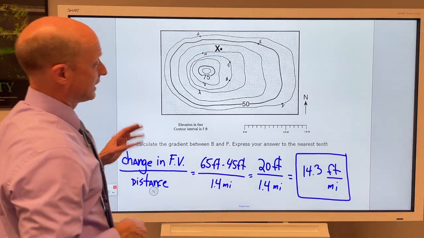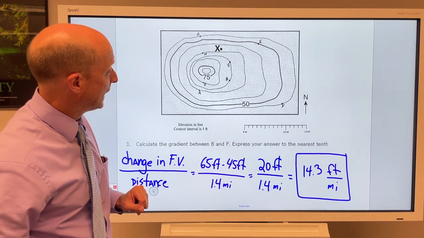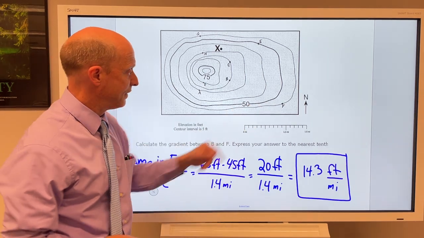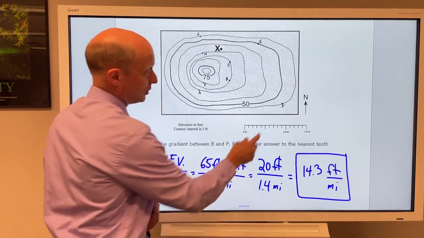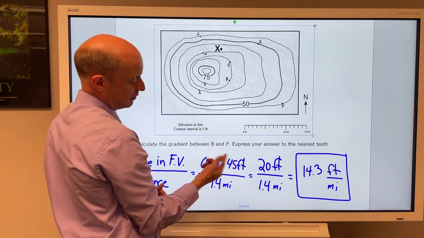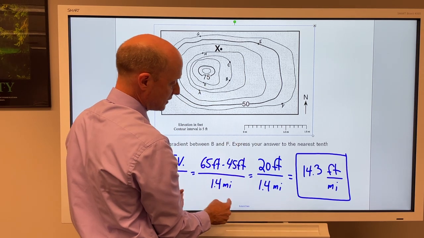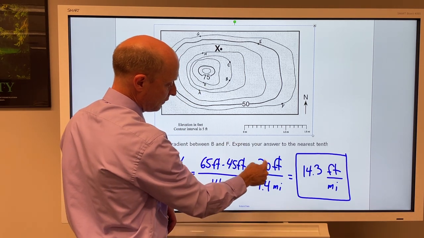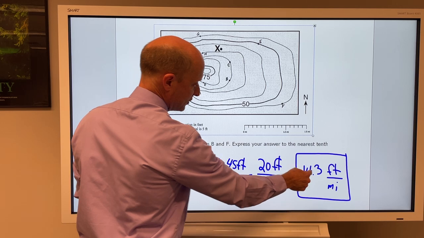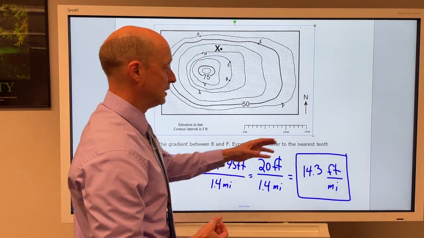Number 3 looks like this. So number 3, B and F. So the change in field value, again, you can just do it 5, 10, 15, 20, or I did it this way, another way to do it, 65 minus 45, 20 feet. And this distance is 1.4 miles. So 20 feet divided by 1.4 miles, you get about 14.3 feet per mile when that's rounded to the nearest tenth.